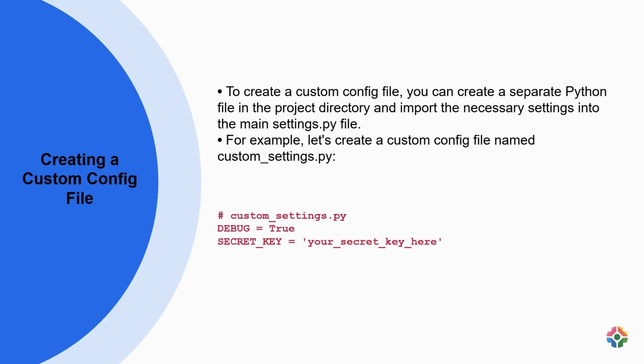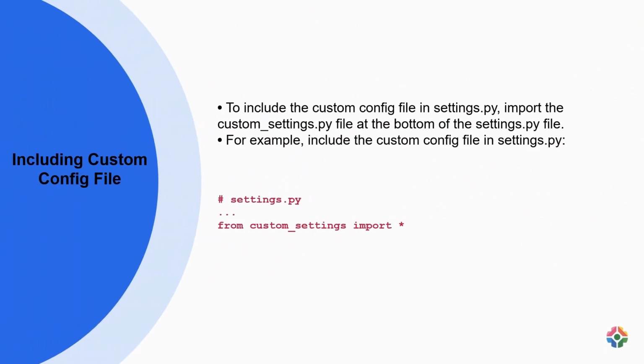By adhering to this practice, you can keep your main settings file organized and modular, making it easy to manage and configure specific settings separately for different environments or scenarios. To include a custom config file in the settings.py of a Django project, you need to import the custom_settings.py file at the bottom of the settings.py file. This can be achieved by adding the following line in the settings.py file: from custom_settings import *. By doing this, you can access the custom configurations defined in the custom_settings.py file within your Django project.